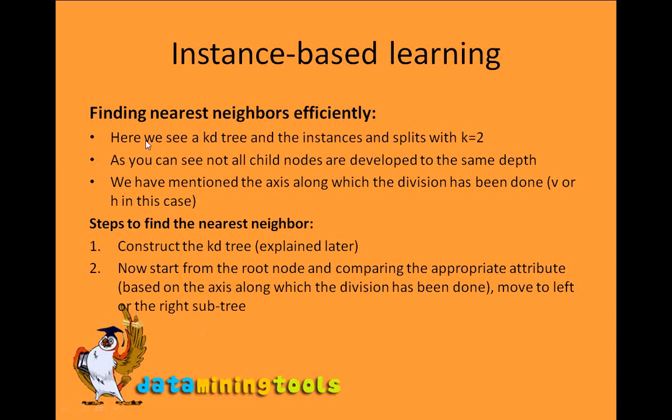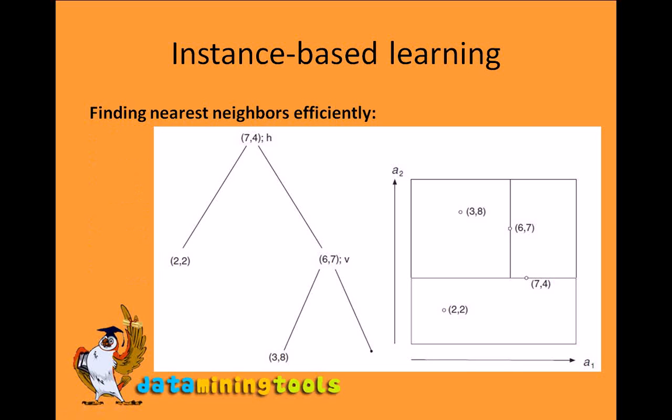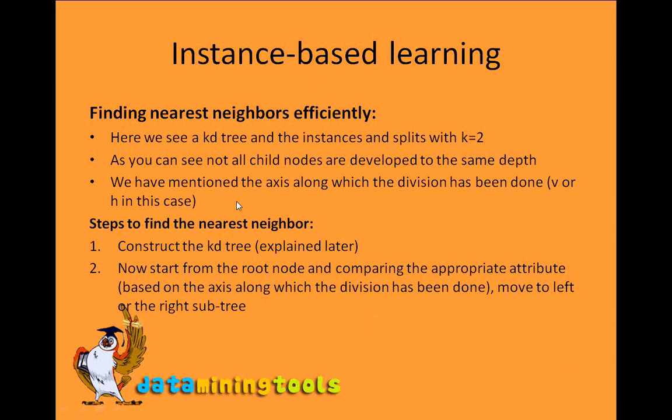So this basically talks of the example which we just saw here. We saw a k-dimensional tree and the instances with k equal to 2. As you can see, not all child nodes are developed to the same depth. So as you can see over here, 2 comma 2 just ends over here, whereas we have developed this node 6 comma 7 further. Also we have mentioned the axis along which the division has been done, that is v or h in this case, since we are talking about only 2 dimensions.